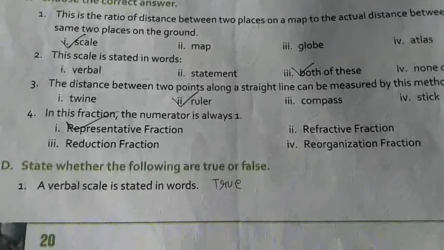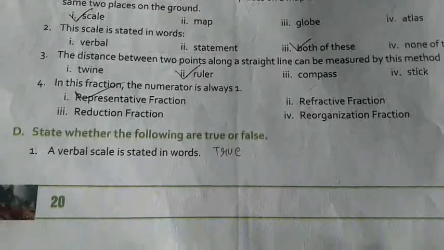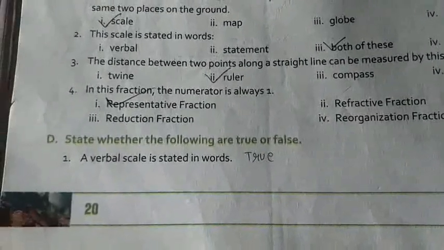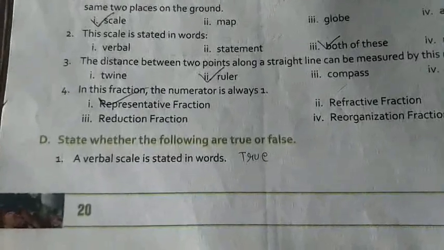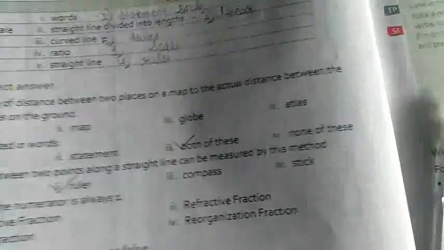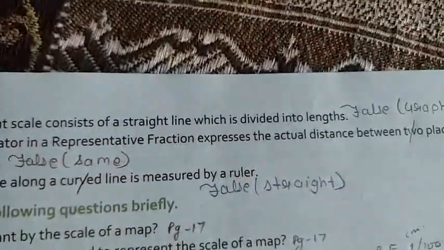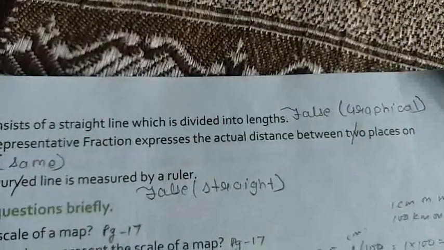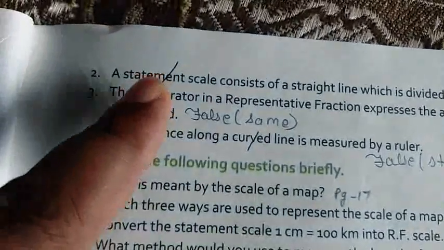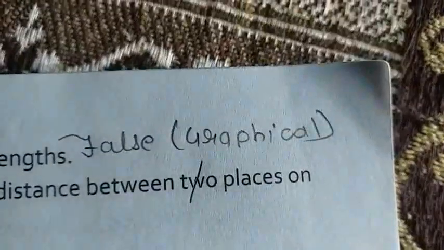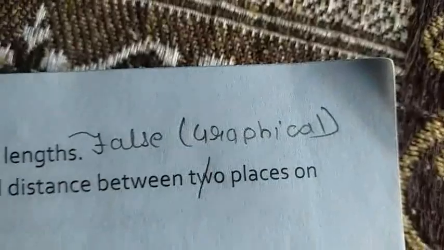State whether the following are true or false. A verbal scale is stated in words. True. Second one, a statement scale consists of a straight line which is divided into length. False. We will cut the statement and the correct one is graphical. We will write graphical at this cut place.